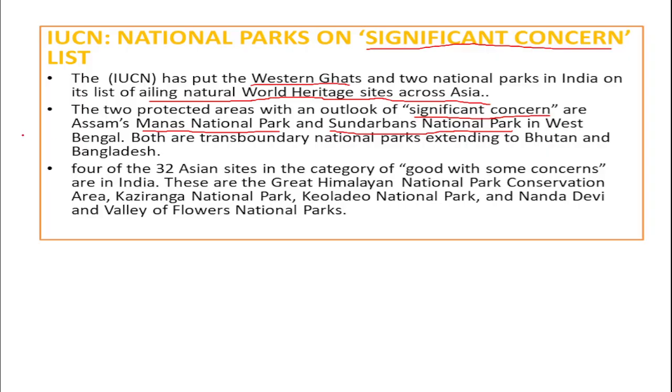My next point is that 4 out of the 32 Asian sites in the category of good but with some concerns are in India. These are the Great Himalayan National Park Conservation Area, Kaziranga National Park, Keoladeo National Park, Nanda Devi and Valley of Flowers National Parks.